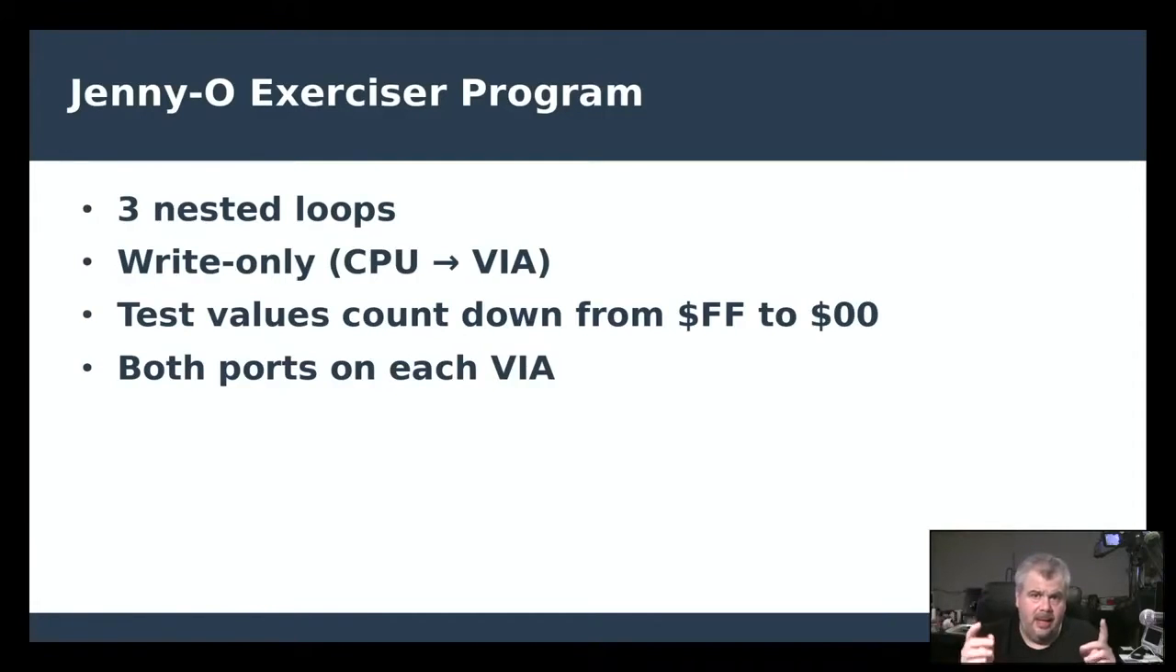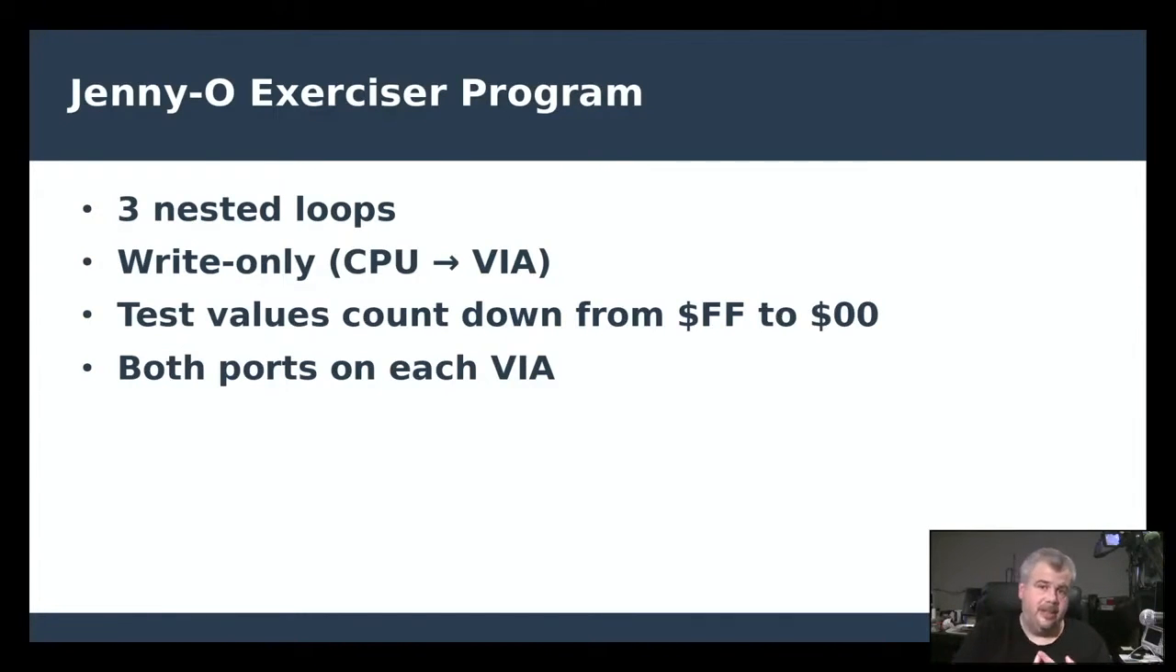So basically, the innermost loop is going through all the ports on all the VIAs, right? There's a test value, and then it cycles through the 16 VIAs. Then it decrements the test value. It goes through all the VIAs. Then it decrements the value. It goes through all the VIAs. When it gets all the way down to 0, then it just starts over.